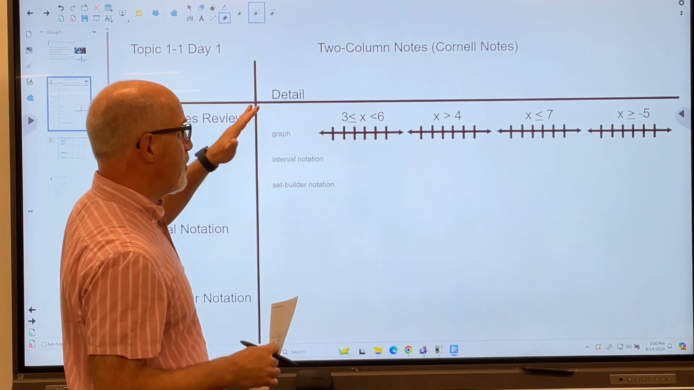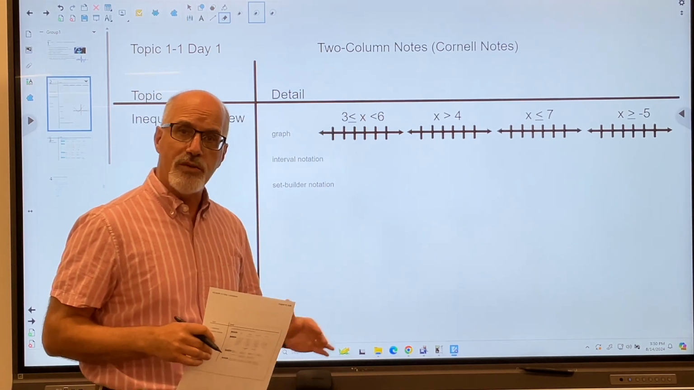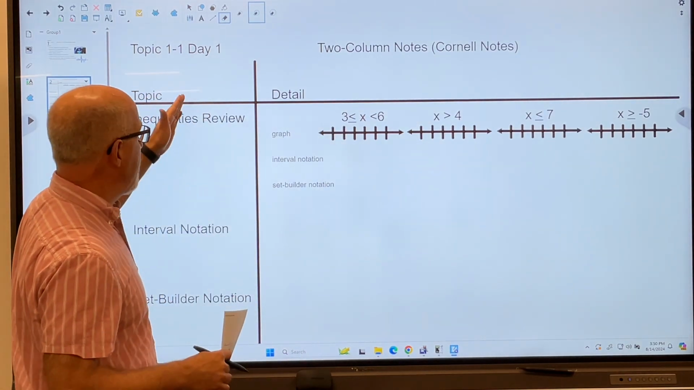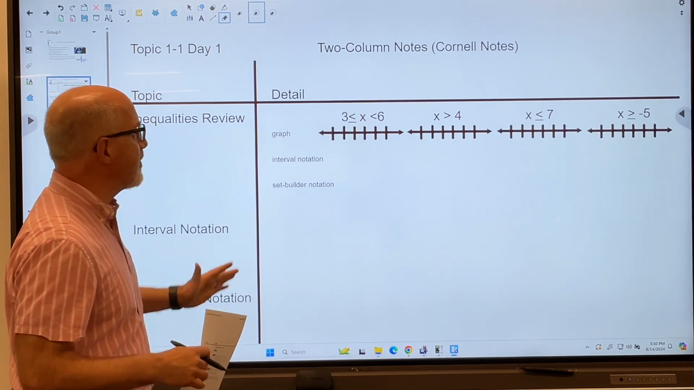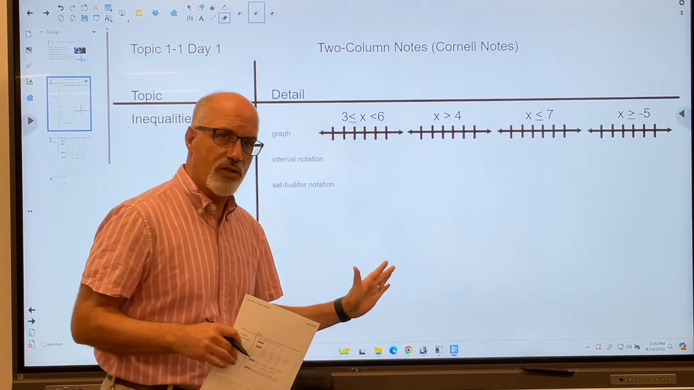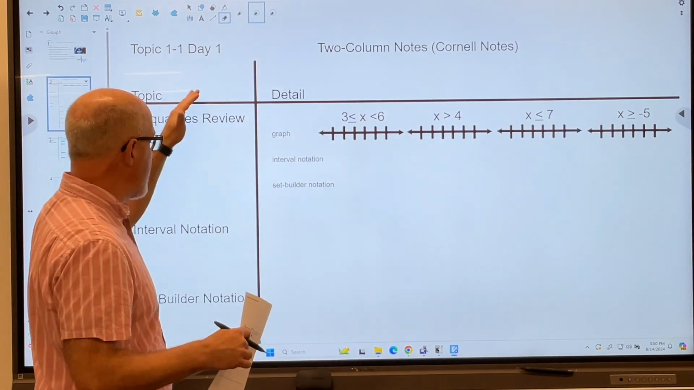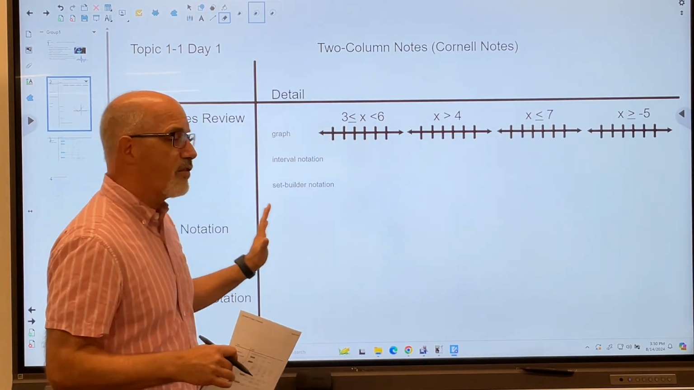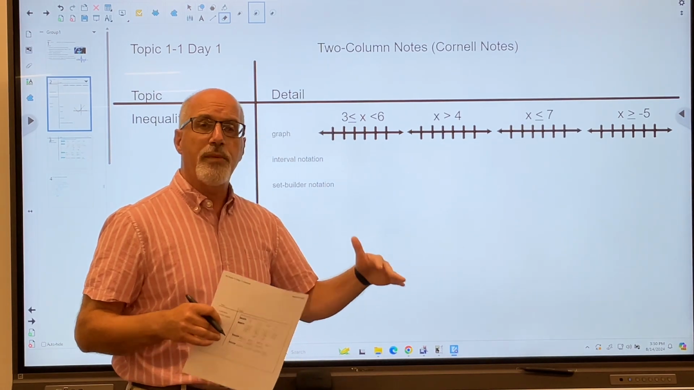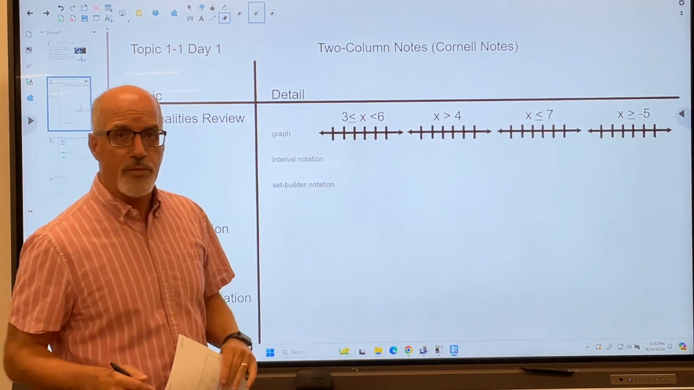First of all, I want to show you this two-column note format that we will be using in our class. It gives you the topics on the left, and then on the right side of the two columns, it gives the details. So if you ever have to go back and review a topic, you can look for the topic on the left side and then look for the detail that goes with it. So we'll be using this as our typical format for our notes in Algebra 2.